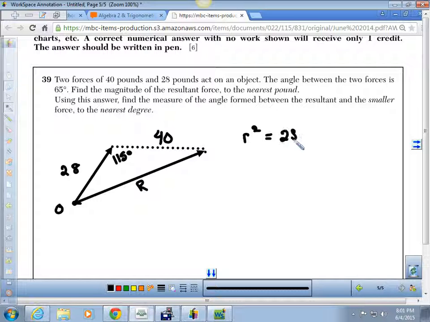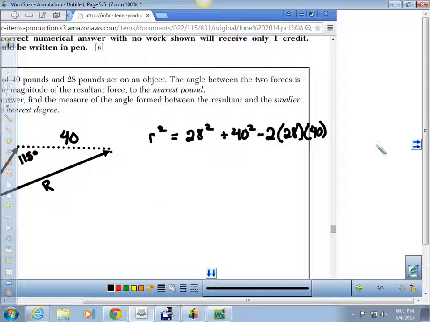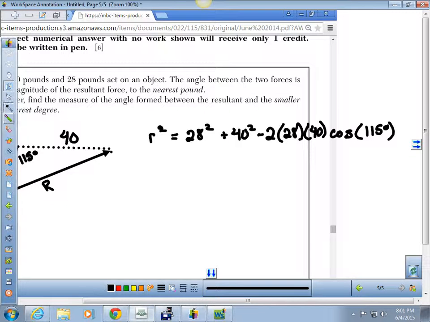28 squared plus 40 squared minus 2 times 28 and 40 times the cosine of that 115 degrees, right? And I'm going to let you guys go ahead and type that in. Once you type it in, you're then going to take the square root of it, and we want this to the nearest pound.